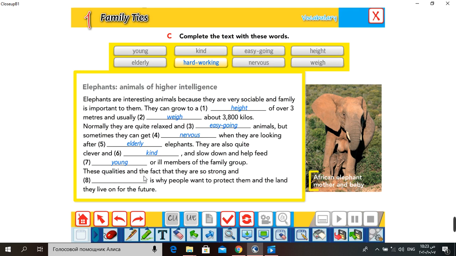These qualities and the fact that they are so strong and hardworking is why people want to protect them and the land they live on for the future, because they are kind, they are easygoing, they are relaxed, they are clever, they are smart. That's why people want to protect them. So what's the missing word here? Number 8, hardworking. Very well done.